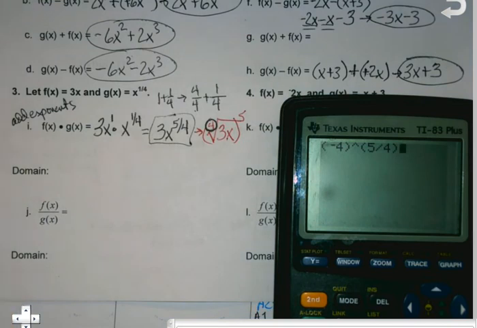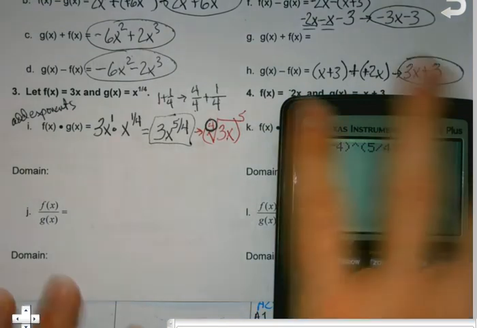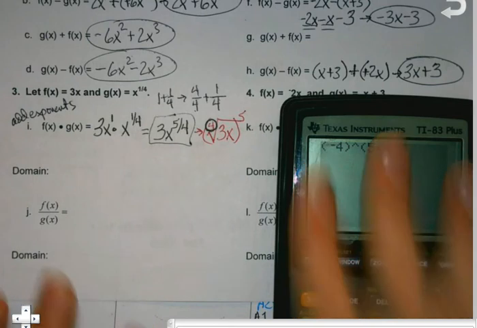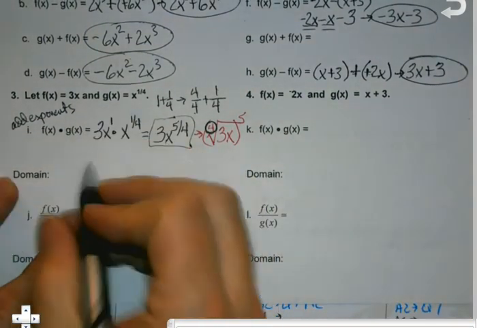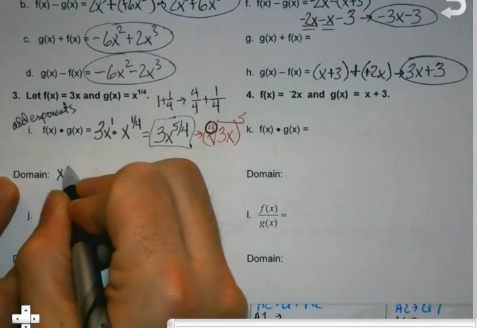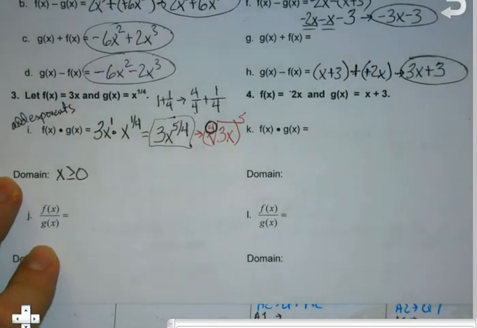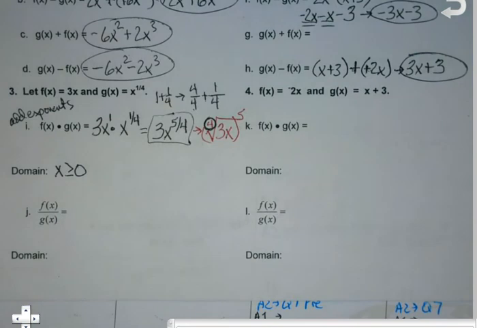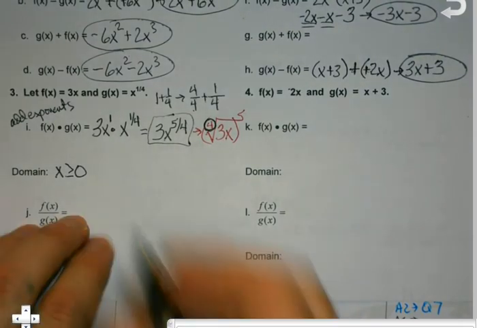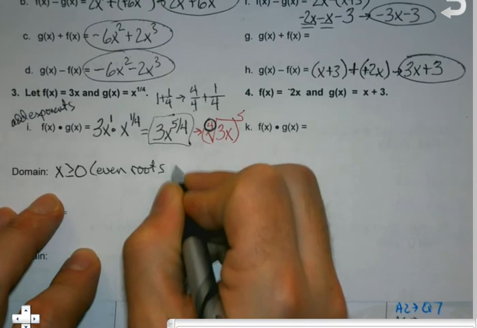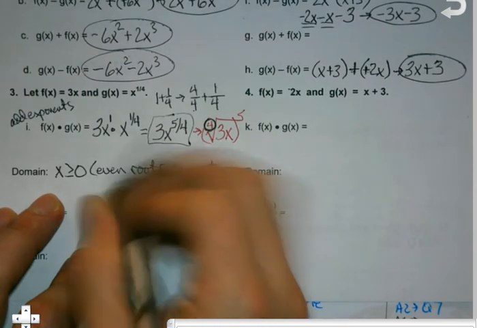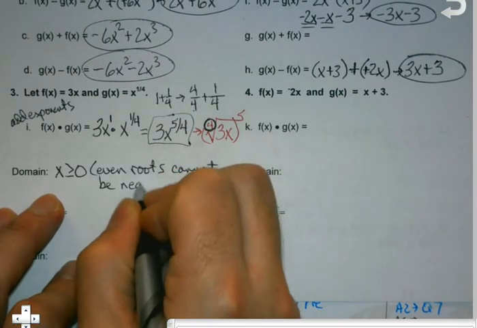Now, I know we can pull an i out. But as far as real numbers go, answers I can get on the calculator, I get an error message like I just did. So whenever you get something like this, x has to be greater than or equal to 0. In other words, it's 0 or positive. I can take a root of 0. I can take a fourth root of a positive number, but not a negative. So, even roots, not negative.